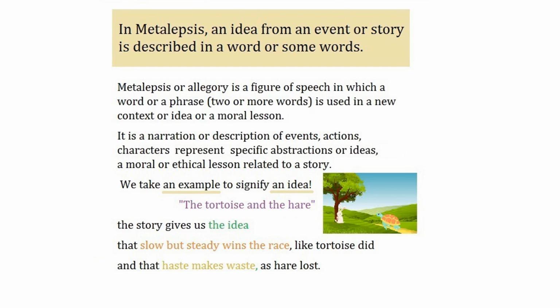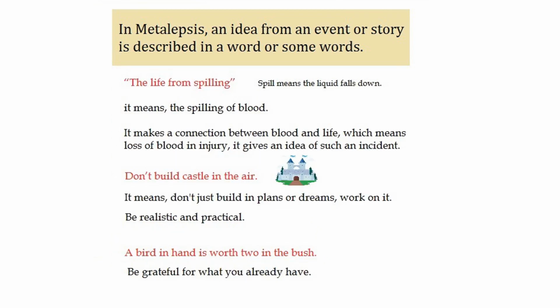The tortoise and the hare. The story gives us the idea that slow but steady wins the race, like the tortoise did. And that haste makes waste, as the hare lost. Spill means the liquid falls down. The lie from spilling. It means the spilling of blood, injured people. It makes a connection between blood and life, which means loss of blood in injury. It gives an idea of such an incident or event.